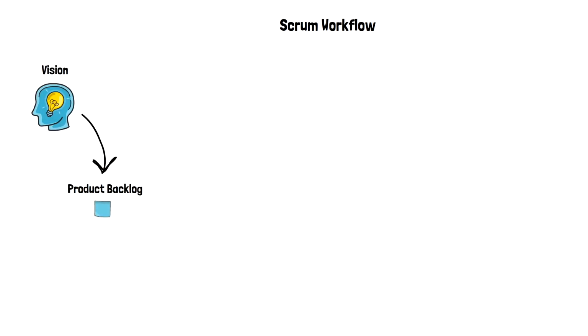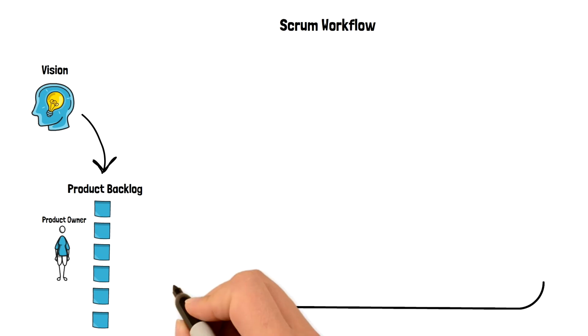Let's talk about the Scrum workflow. Each digital product starts with a vision and ultimately is transformed into a set of features and user stories that live in a product backlog. The Scrum workflow starts with a product backlog, which usually has more work than the team can handle in one iteration, which is why the product backlog is prioritized by the product owner with what is the most important to the customer and the stakeholders.